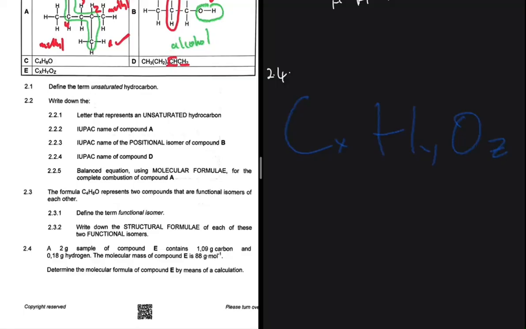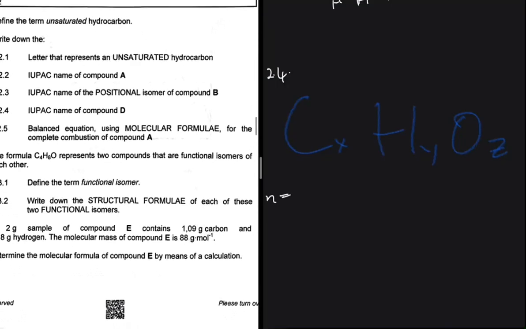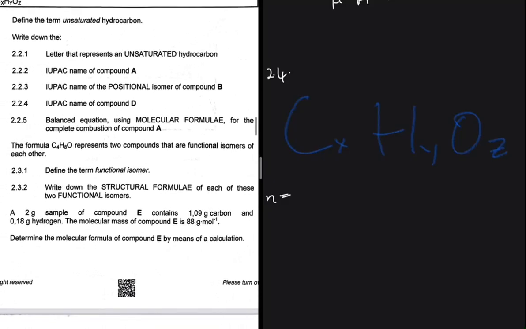So the number of moles of carbon will be equal to the mass of carbon. It is given to us as 1.09, right? So we're going to have 1.09 divided by the molar mass of carbon, which is 12. And then for the hydrogen, we have a mass of 0.18, and the molar mass is 1.